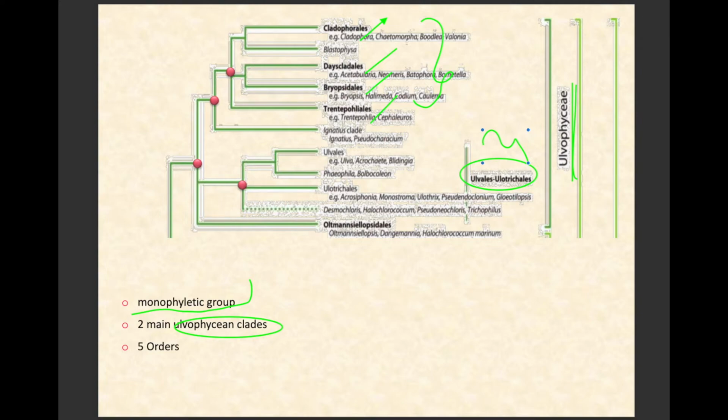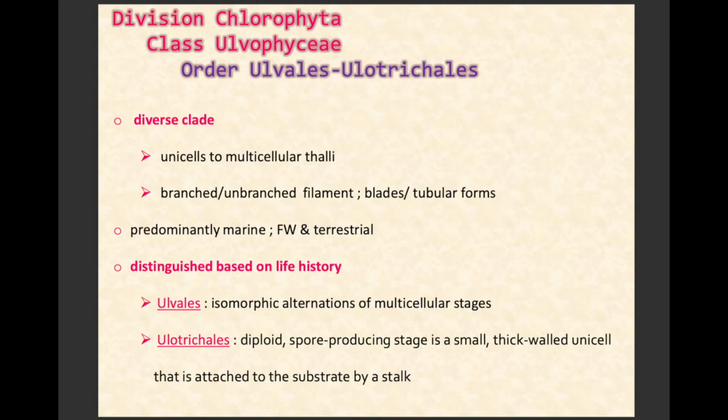As again, meron tayong 5 main orders. Tingnan natin isa-isa sila. So, the first order that we'll talk about is number 1, order Ulvales Ulotrichales. This is a very diverse clade of organisms. Meron kang unicellular to multicellular na mga thallus talaga nung makikita mo mga representative. You have still branched or unbranched filament. Minsan mga blade and tubular forms pa rin na makikita. Usually, makikita nyo itong mga to in marine environment, but there are also freshwater and terrestrial representatives.